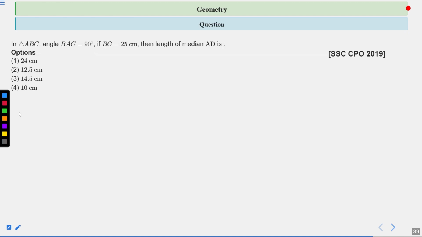In a triangle ABC, angle BAC equals 90 degree. If BC equals 25 centimeter, then the length of the median AD is. And this question was asked in the SSC CPO exam in 2019. So there are four options. First one is 24 centimeter, second is 12.5 centimeter, third one is 14.5 centimeter, and fourth one is 10 centimeter. Now you have 10 seconds to analyze the question. Your time starts now.